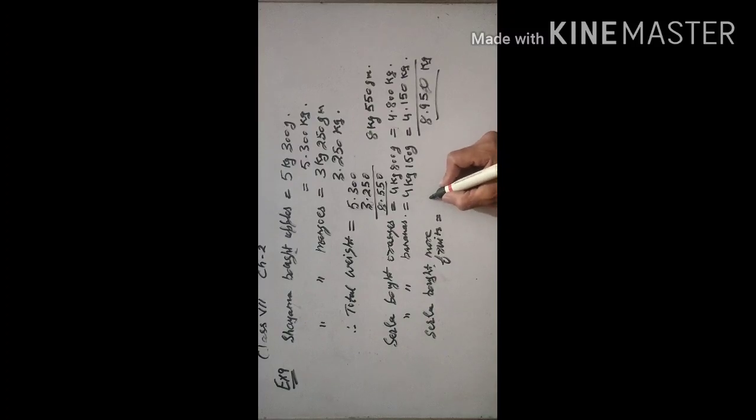By how much? That is 8.950 minus 8.550, that is 0.400, that is 400 gram. Thank you.